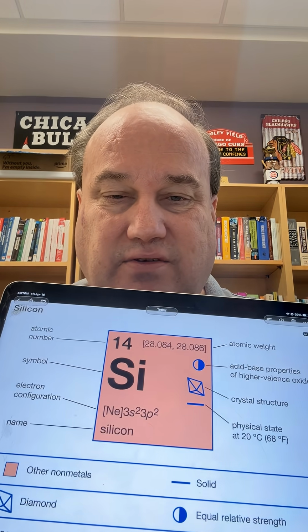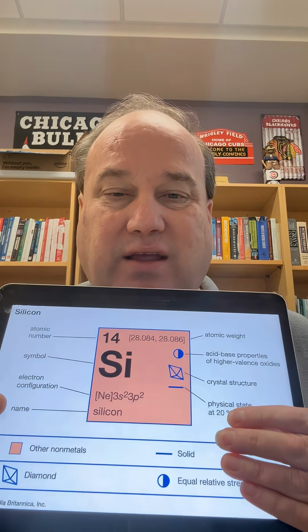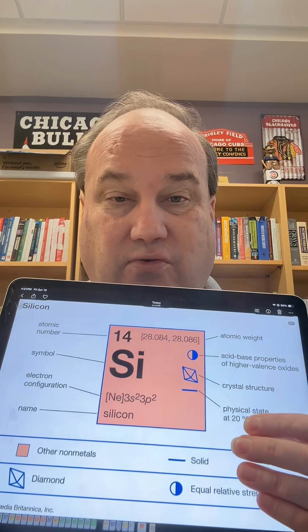All right, so let's talk about another element on the periodic table. What am I going to talk about today? Today I'm going to talk about the darling of the semiconductor industry, and that's silicon, right? So this is really important for computers and tablets, just like this iPad right here has silicon all over it.